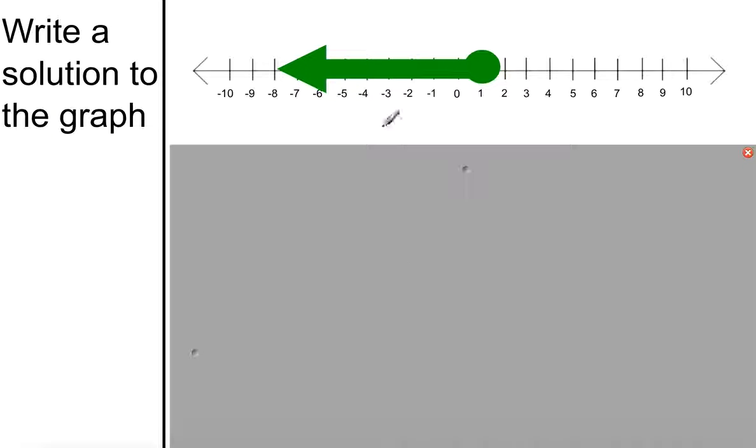So let's see if you can write a solution for this. Start with a variable. I'll start with n. I know it's colored in, so it's going to have to be equal to. And I know it's 1. But now I have to decide, am I looking at the numbers less than 1 or greater than 1? Well, I'm looking at the numbers less than 1. So I need all of the numbers less than 1. And there's an equation or solution for this graph.